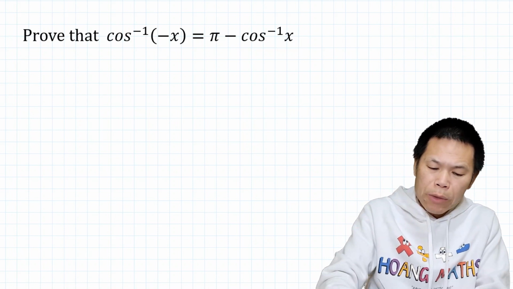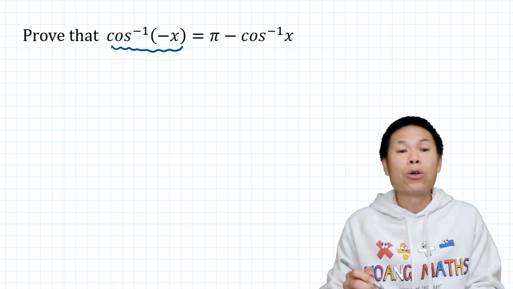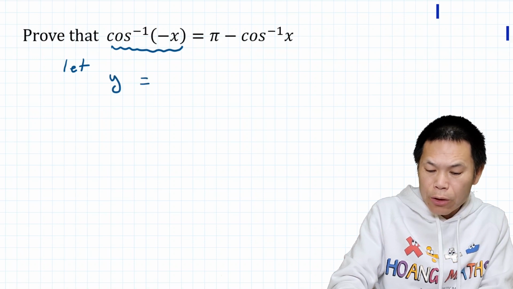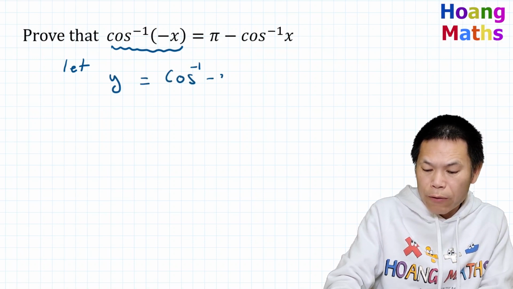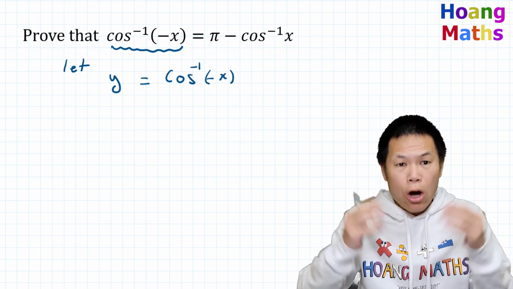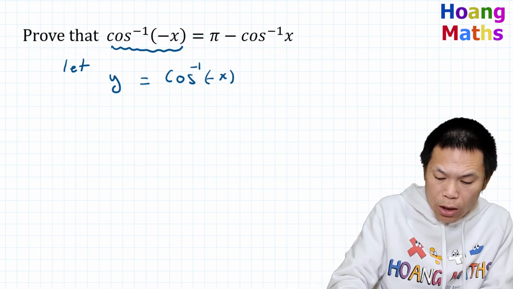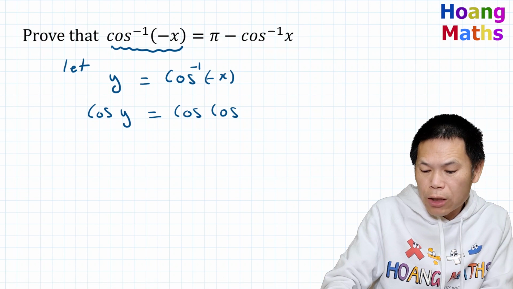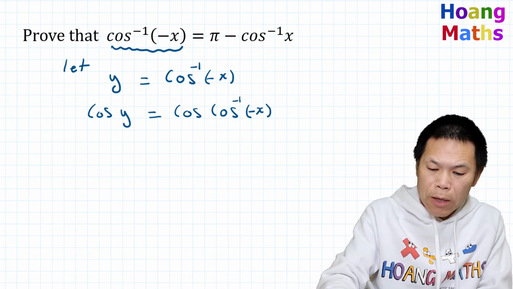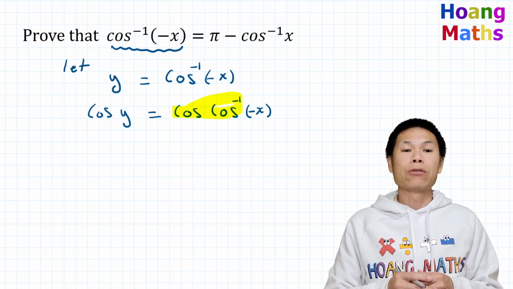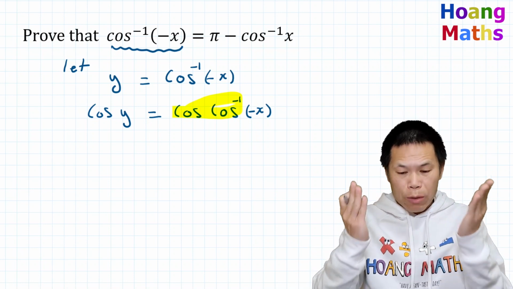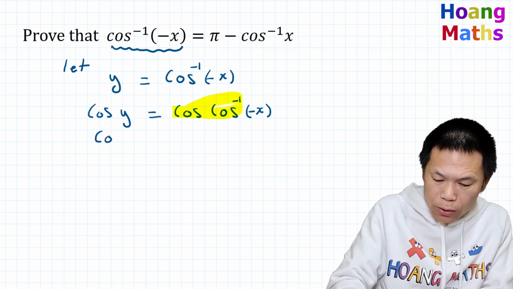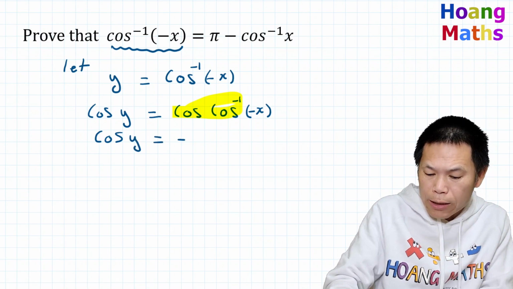So first of all, let me just let y is equal to inverse cos of negative x first. So let y is equal to inverse cos of negative x. If I take cos on both sides, this means that cos of y is equal to cos of inverse cos of negative x. So these two cancel out, and cos of y will give me negative x. So let me just write this down: cos of y is negative x.